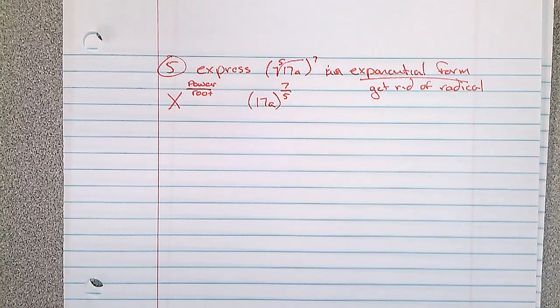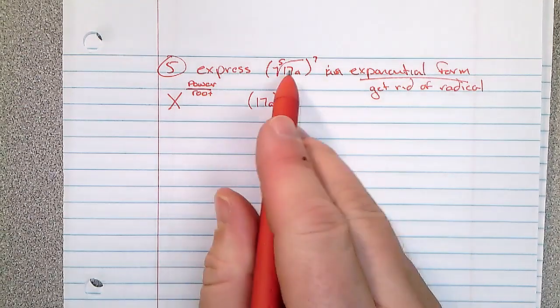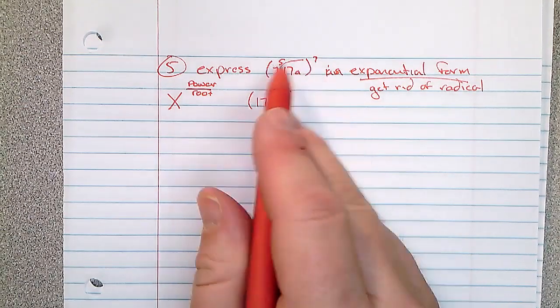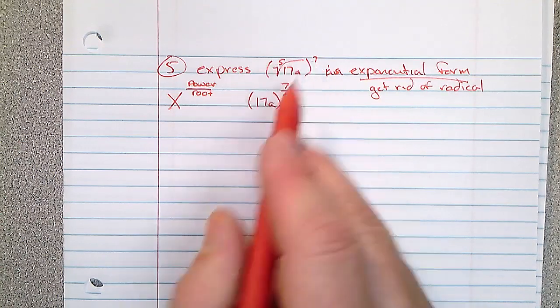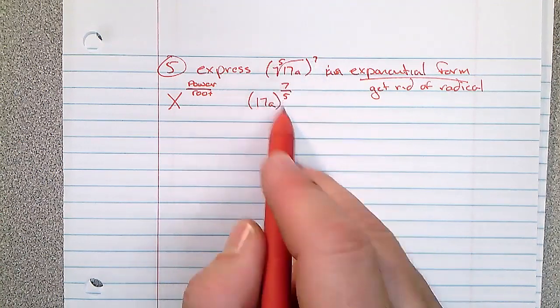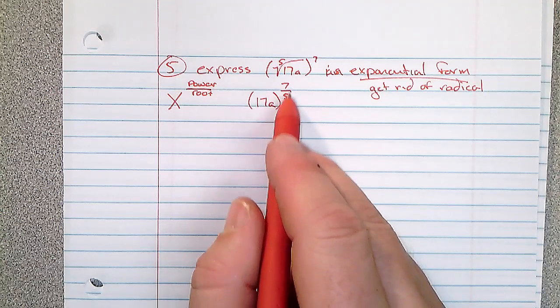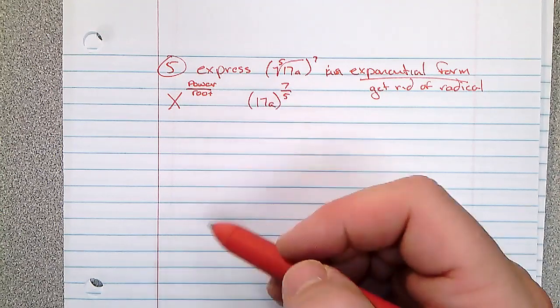And that's it. Making sure that we have the parentheses because the 17 is affected by these two exponents, the root and the exponent. So we need to make sure the 17 is inside the parentheses being affected by the rational exponent as well.